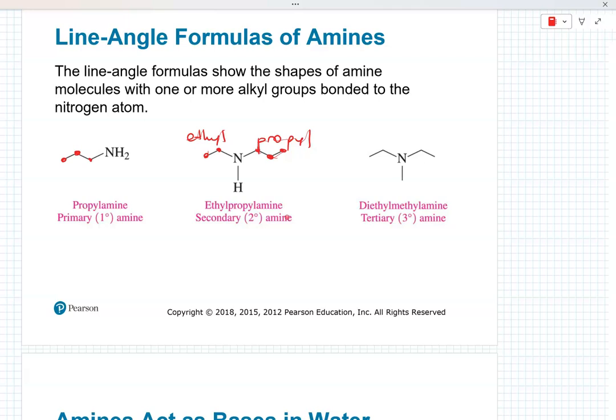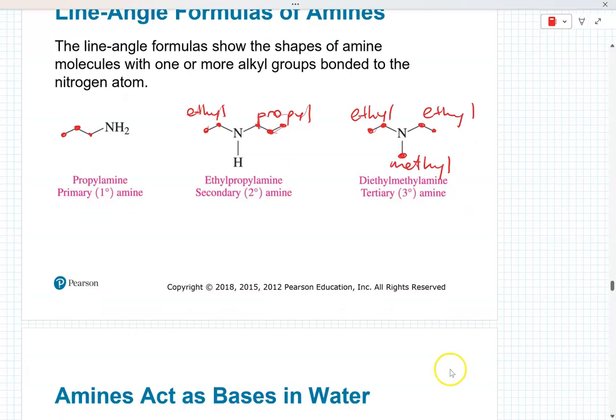And here you have a tertiary amine, diethyl, so 2 ethyls, and methyl amine. Now remember, when you select the order of substituents in the name of the organic compound, you have to use alphabetical order. So methyl comes after ethyl. Does that make sense? So go diethyl methyl amine.